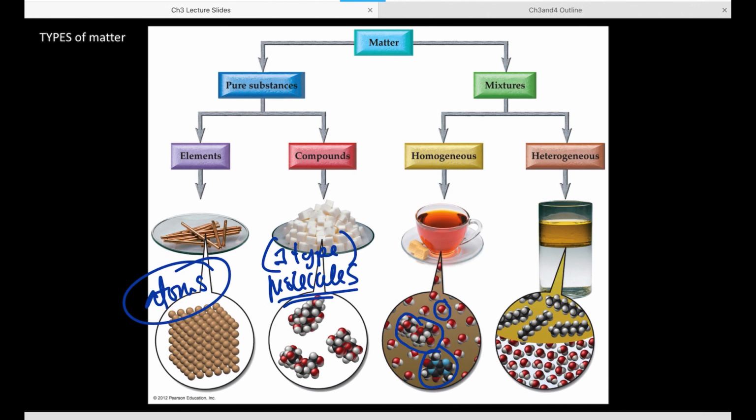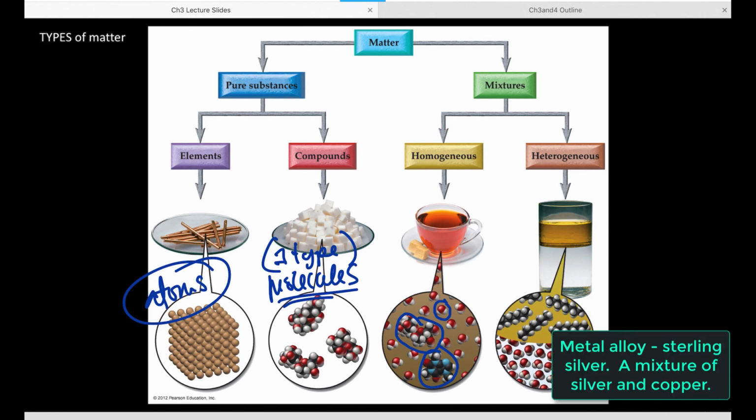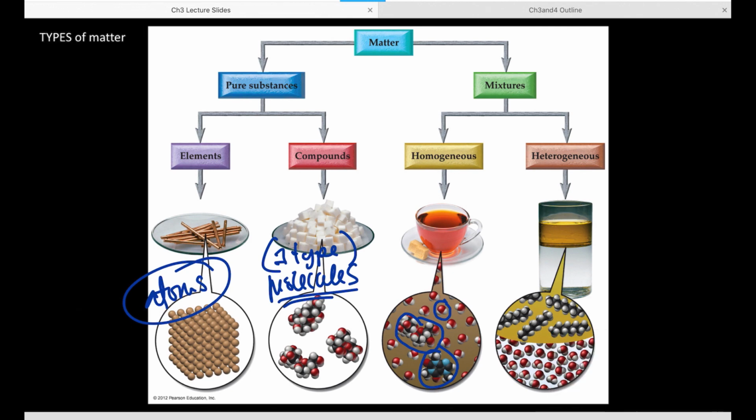Homogeneous mixture could well be different types of atoms. I guess there are certain types of metal alloys where we would have atoms that are evenly distributed. Heterogeneous mixtures means we have different types of molecules that do not intermingle in a uniform way. Thus heterogeneous versus homogeneous. So we have one type of molecule up here, one type of molecule down here, and they don't intermingle, okay?